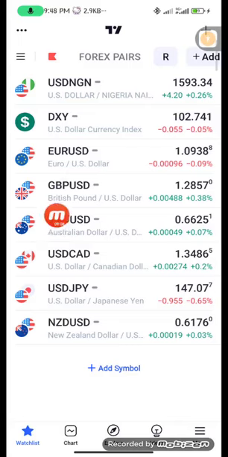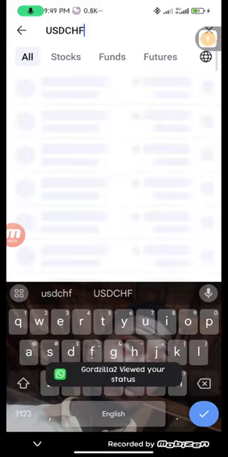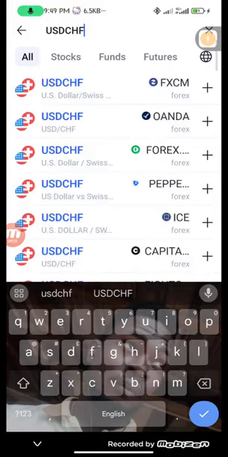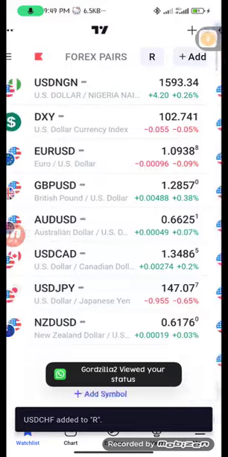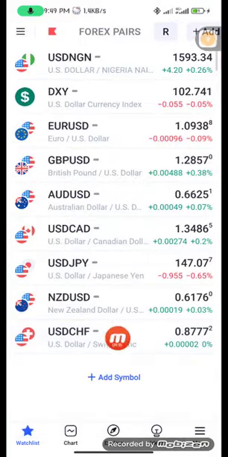One, two, three, four, five, six. No, we still have one remaining. Euro USD, Pounds USD, AUD USD, USD CAD, USD CHF. Alright, so these are the most traded currency pairs. There are 7 most traded currency pairs.